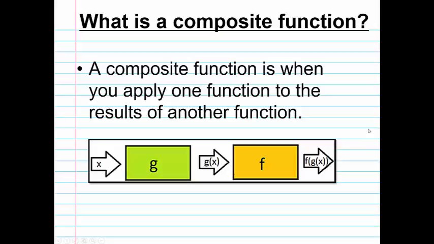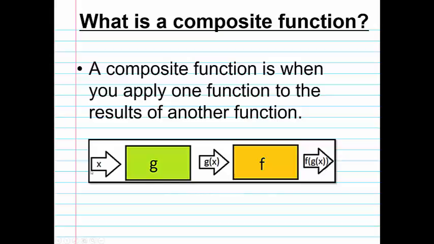Basically, a composite function is when you apply one function to the results or outputs of another function. I have this little diagram to help explain it. Let's say you start with an input x, it undergoes the function g, producing the output g of x, and this g of x becomes the input of f. So you would get f of g of x.